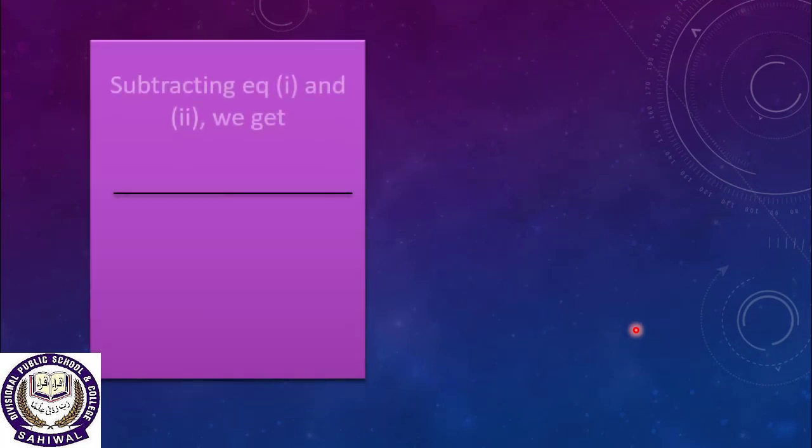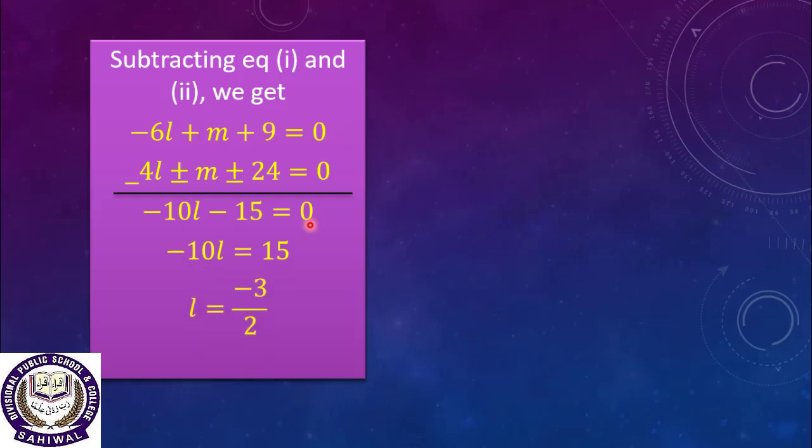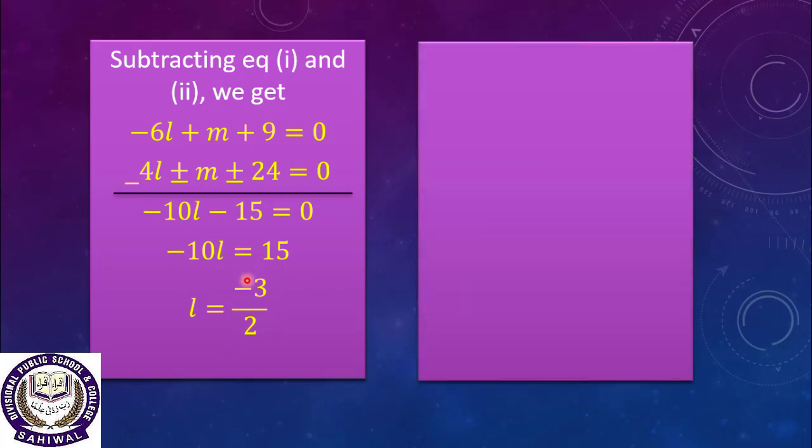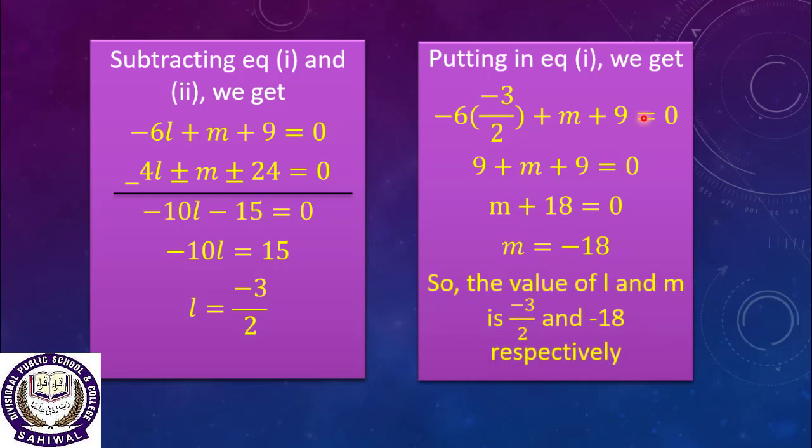Subtracting equation 1 and 2, we get minus 10l minus 15 equal to 0. Solving it for the value of L, we get L is equal to minus 3 over 2. Now, putting this value of L in equation 1, we get minus 6 times minus 3 over 2 plus m plus 9 equal to 0. Solving this for the value of m, we get m is equal to minus 18. So, the value of L is minus 3 over 2 and m is minus 18.